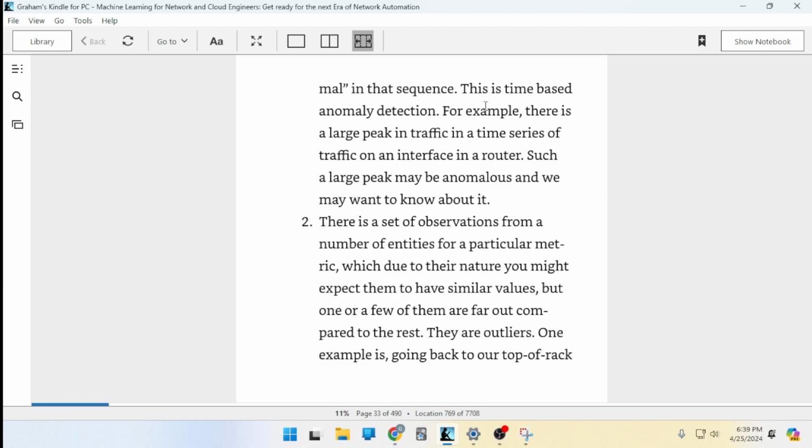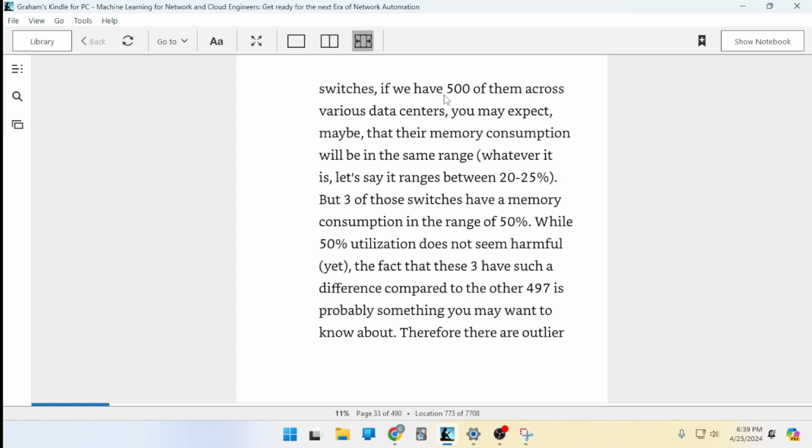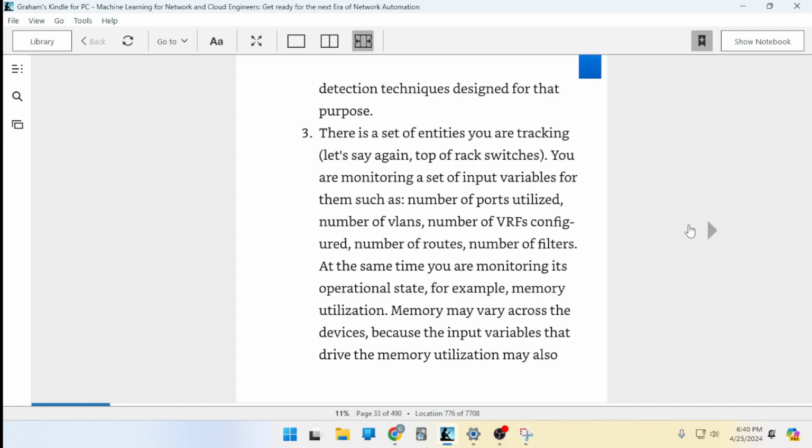There is a set of observations from a number of entities for a particular metric, which due to their nature, you might expect them to have similar values, but one or a few of them are far out compared to the rest. They are outliers. One example is, going back to our top of rack switches, if we have 500 of them across various data centers, you may expect that their memory consumption will be in the same range, let's say between 20 to 25%. But 3 of those switches have a memory consumption in the range of 50%. While 50% utilization does not seem harmful yet, the fact that these 3 have such a difference compared to the other 497 is probably something you may want to know about. Therefore, there are outlier detection techniques designed for that purpose.